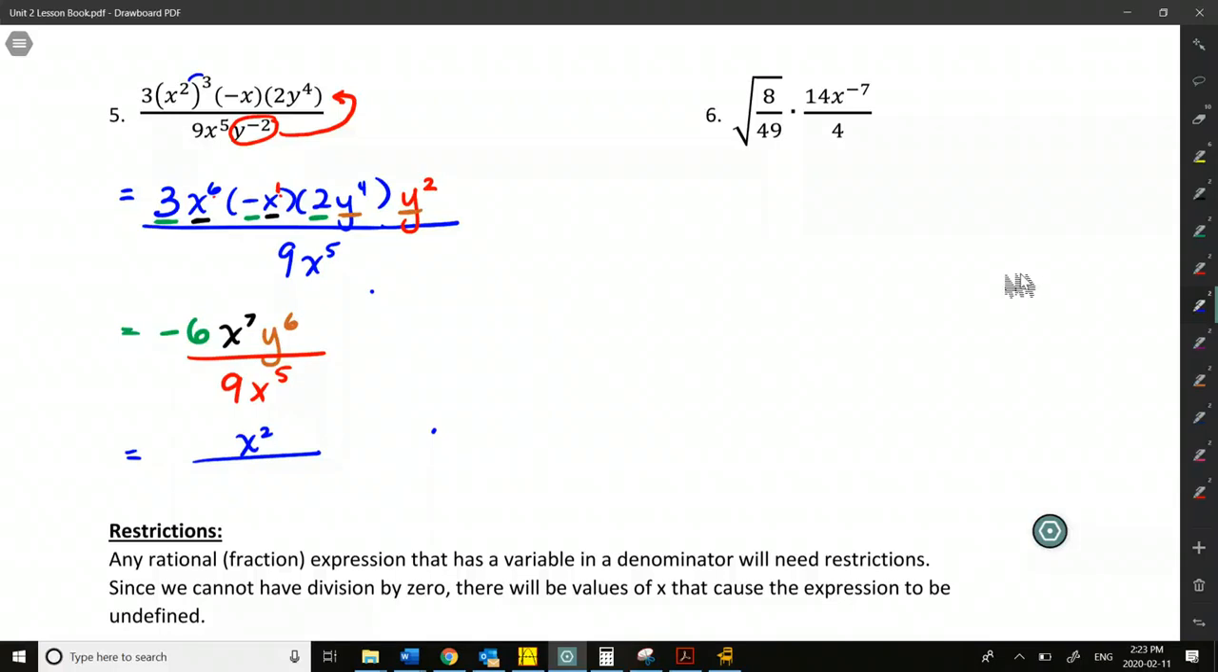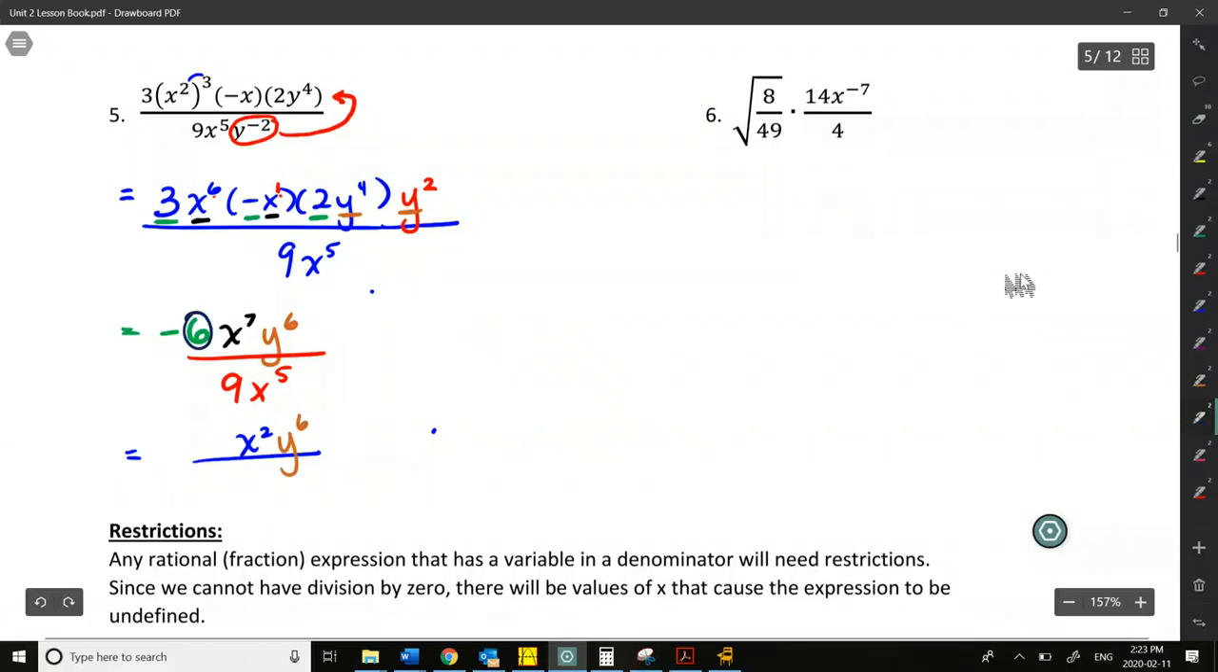Sophia, you look confused. What happens to the negative 6? I'm getting there. Oh, okay. We still have a y to the 6, and we also want to reduce 6 and 9 here. So what can we reduce out of both of those? 3. So I have 2 and 3. So we'll be left with a negative 2 and a 3 on the bottom.